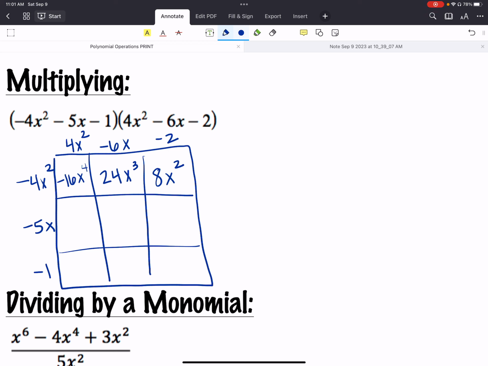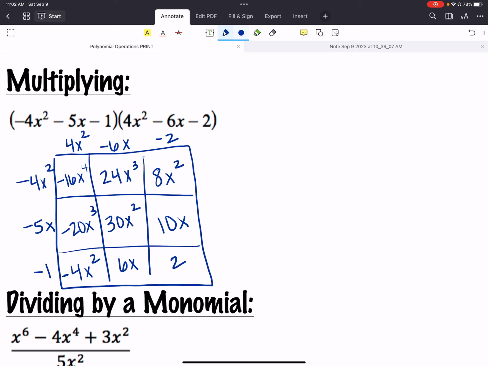So let's go to our second row. So negative 5x times 4x squared, negative 20x cubed. Negative 5x times negative 6x would be 30x squared. Negative 5x times negative 2 would be 10x. And then our last row, negative 1 times 4x squared would be negative 4x squared. Negative 1 times negative 6x would be 6x. And negative 1 times negative 2 is 2.